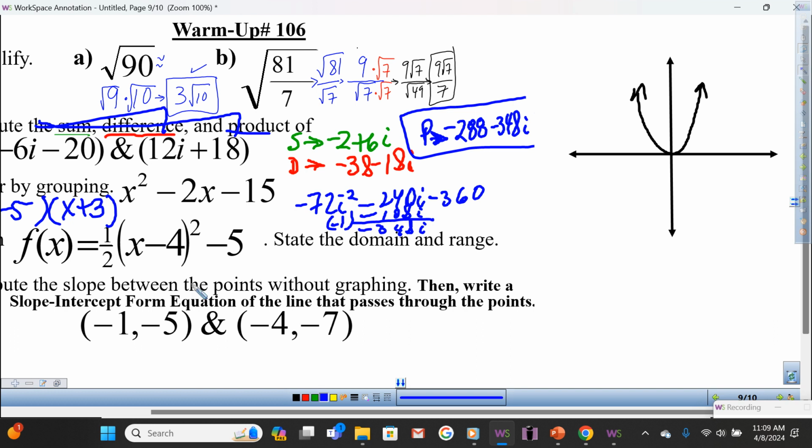To the right. 4 to the right and 5 down. So my new vertex is at 4 to the right, 5 down, so it's (4, -5). So 4: 1, 2, 3, 4, and 1, 2, 3, 4, 5. So this is my new vertex.